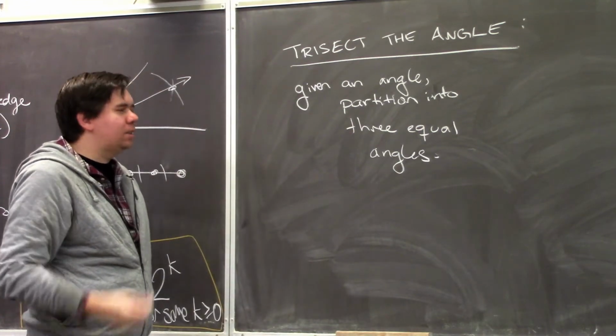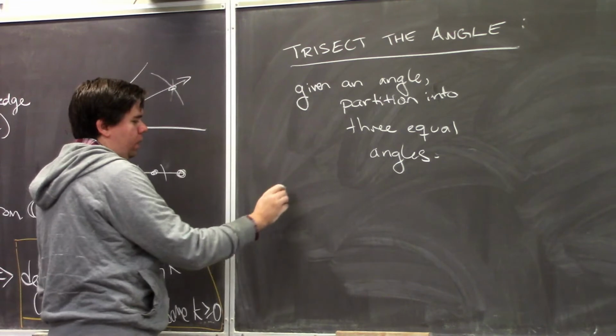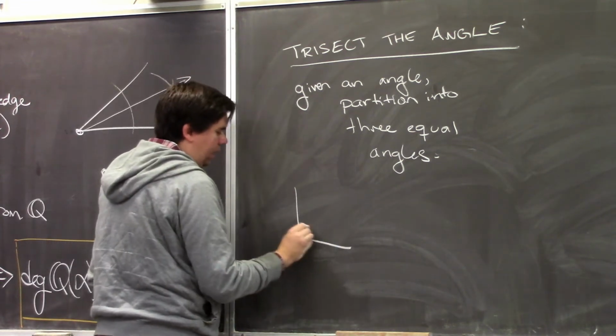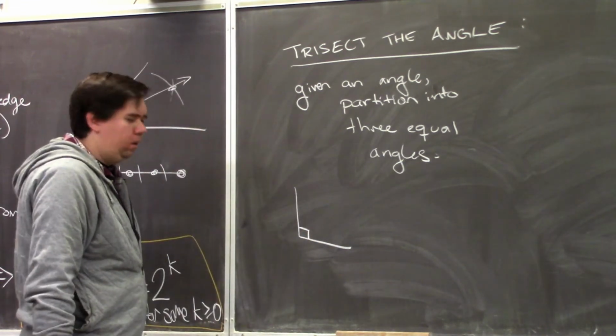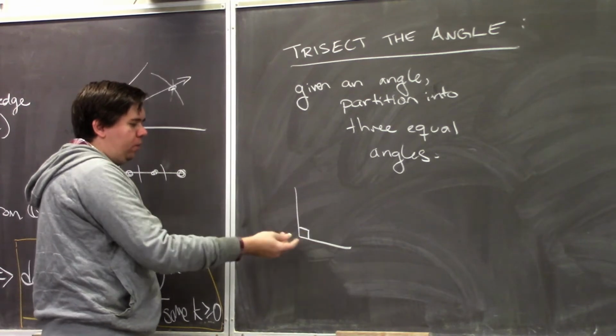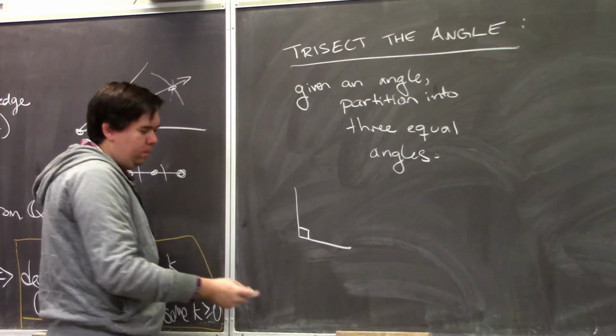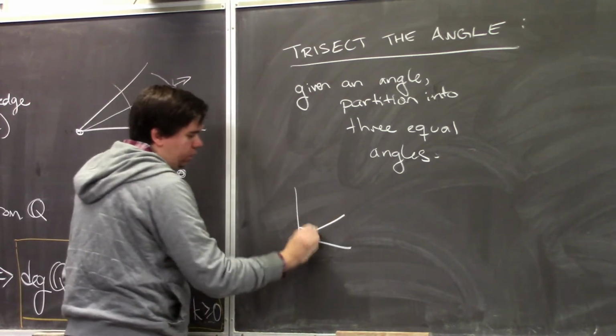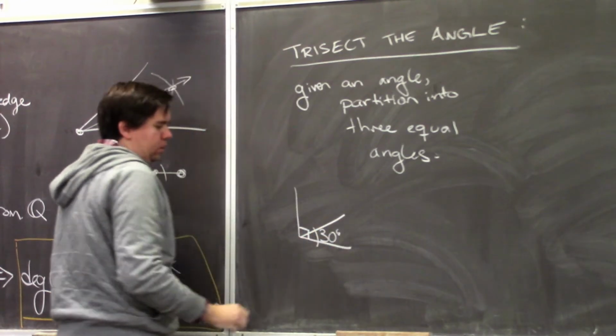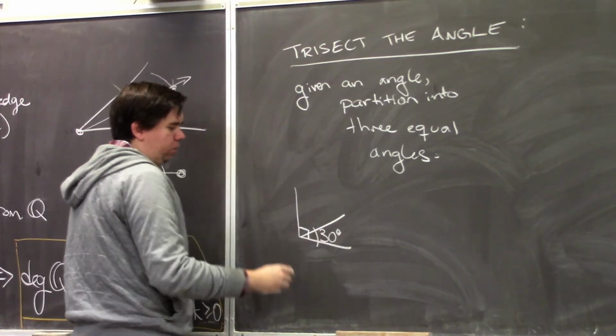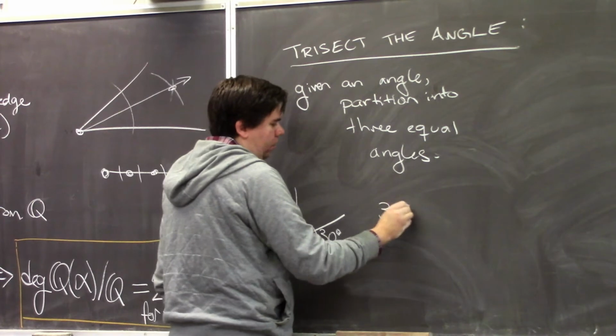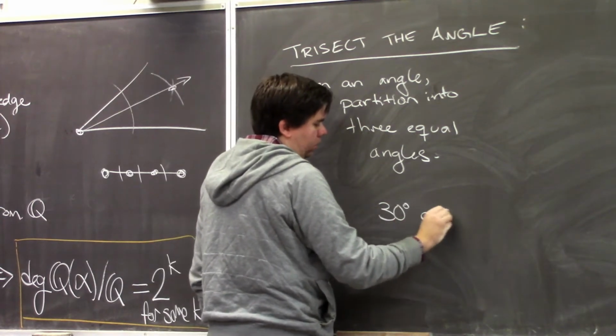Well, you might think there are some angles you can trisect. If I gave you a right angle, you would be trying to figure out what is a 30-degree angle, right? And you can construct 30-degree angles. So let's think back. Why can we construct a 30-degree angle? Well, a 30-degree angle is constructible.